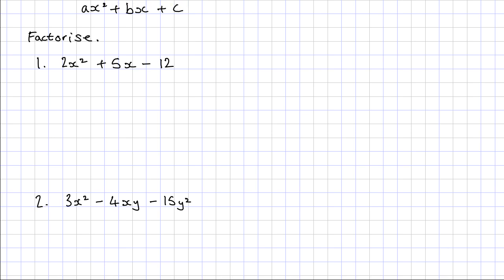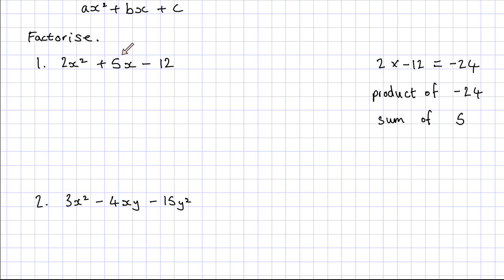Now the a here is 2 and the c is minus 12. So I need to start by multiplying these. So I have 2 times minus 12, that's equal to minus 24. Now I need two numbers that have a product of minus 24 and a sum of 5. This 5 is coming from here.